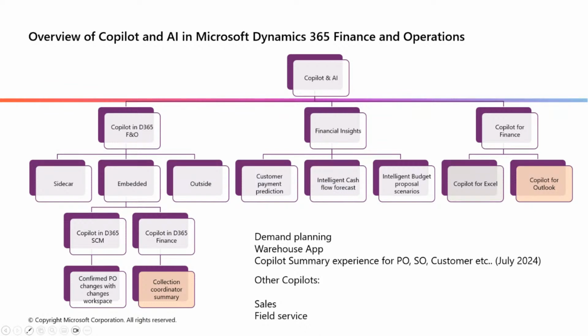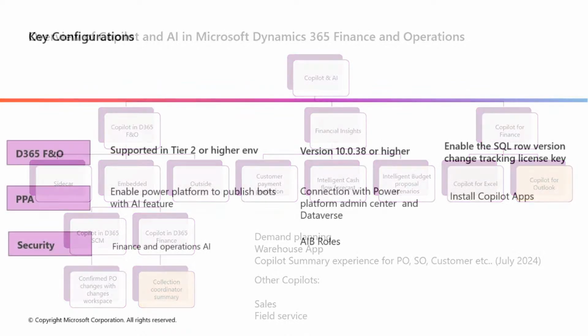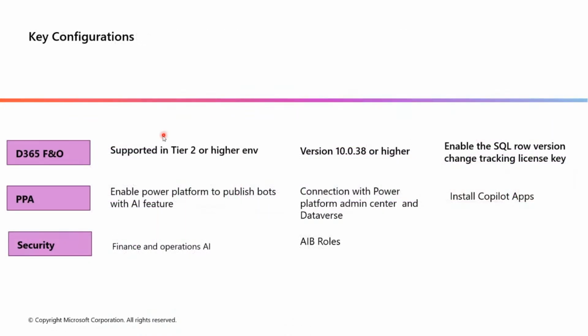Now let's move and understand, for this particular part, if I have to use a sidecar or embedded Copilot capabilities, what are the key configurations I need to do? So if we talk about the key configurations which we have to do in D365, there are three different categories I would put it. One is within the finance and operations. What are the configurations which you need to do?